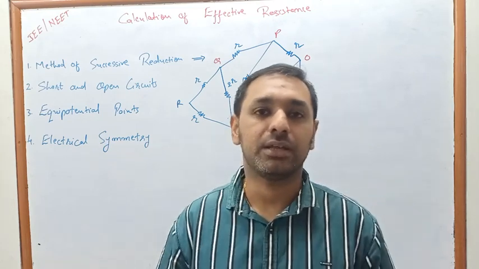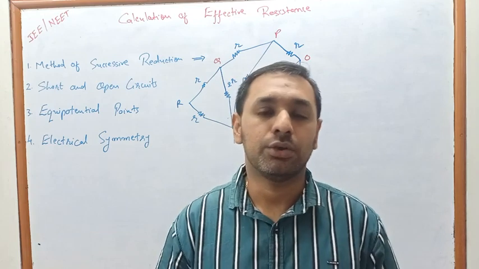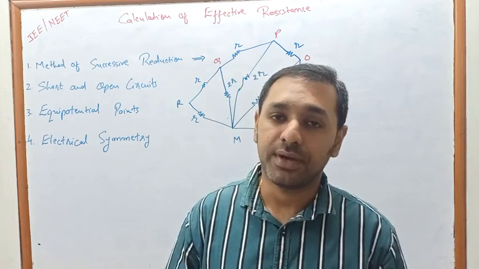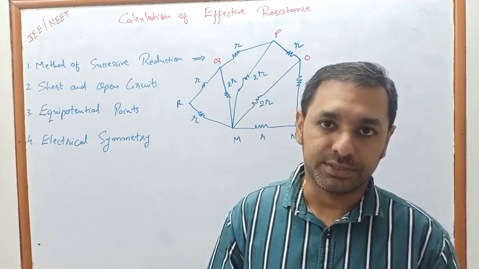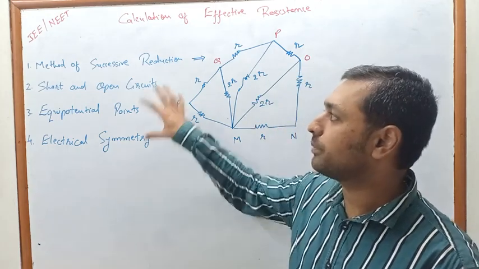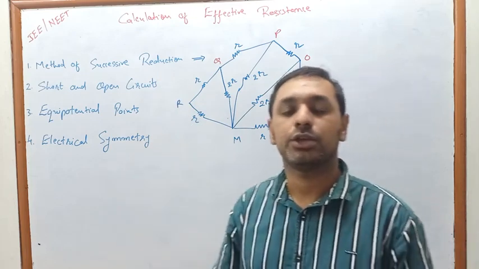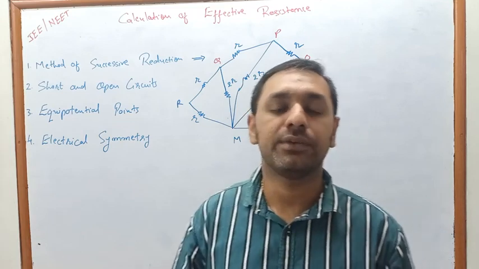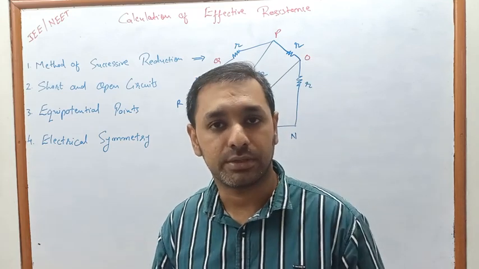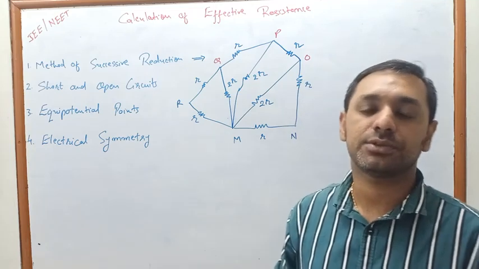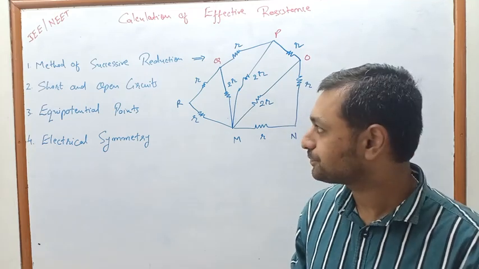With the help of that, you can reduce your complex network into a simple network, and then you can find the effective resistance. Today we are going to discuss these four methods with the help of which you can find the effective resistance. In the next video, I'll give you another three or four methods with the help of which you can find the effective resistance between any two given points.